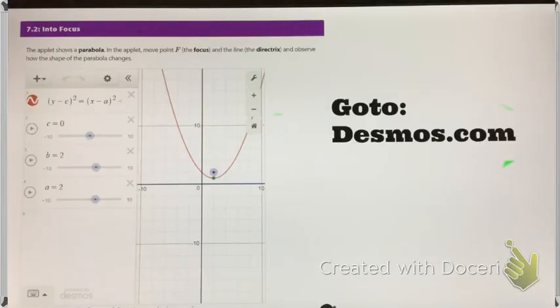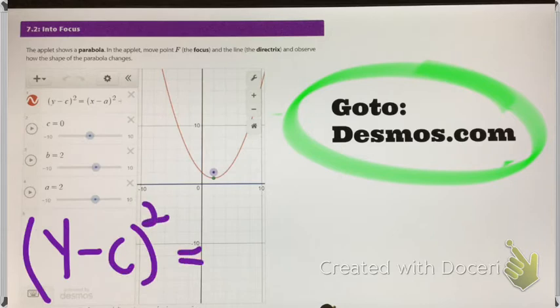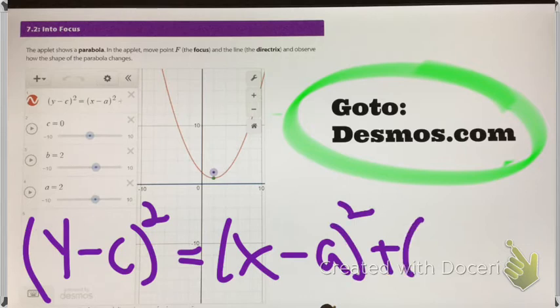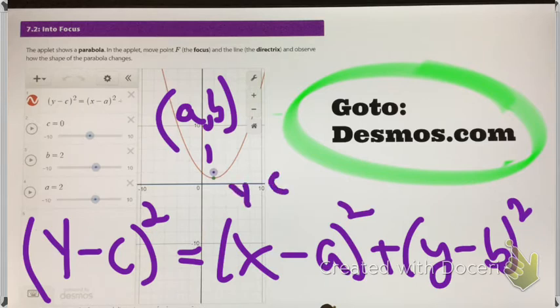If you weren't in class, we went to Desmos.com because we looked at a parabola and defined it using this equation: (y minus c) squared equals (x minus a) squared plus (y minus b) squared. A and B were the coordinates of the focus. So right there, that focus point, that was our coordinate. And then the C was the directrix line. So it's kind of like a y equals c thing.